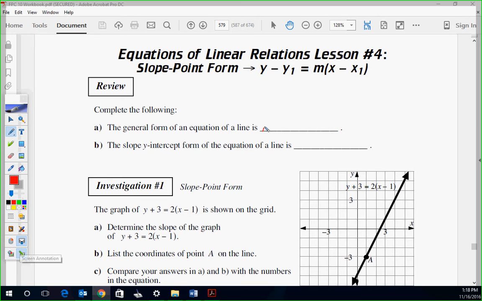Remember, it's ax plus by plus c equals 0. Everything's on one side in integer form, so we don't want fractions. That's from yesterday, Lesson 6, was general form. And then slope-intercept, we just used a bunch for our warm-up. y equals mx plus b.